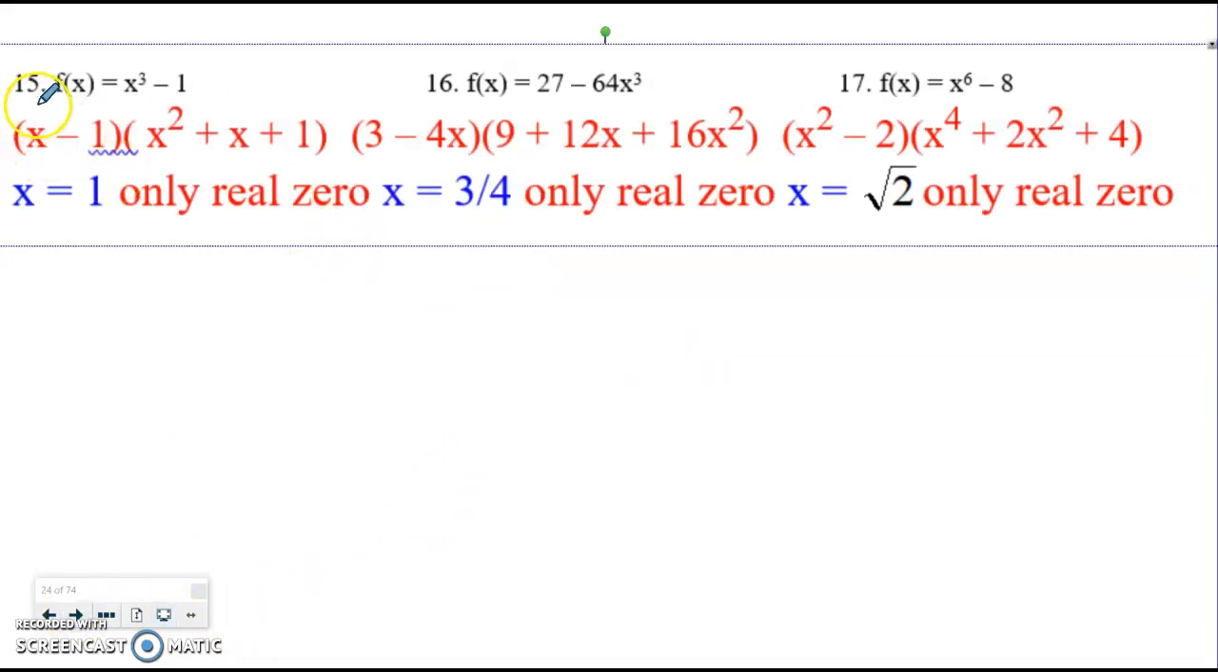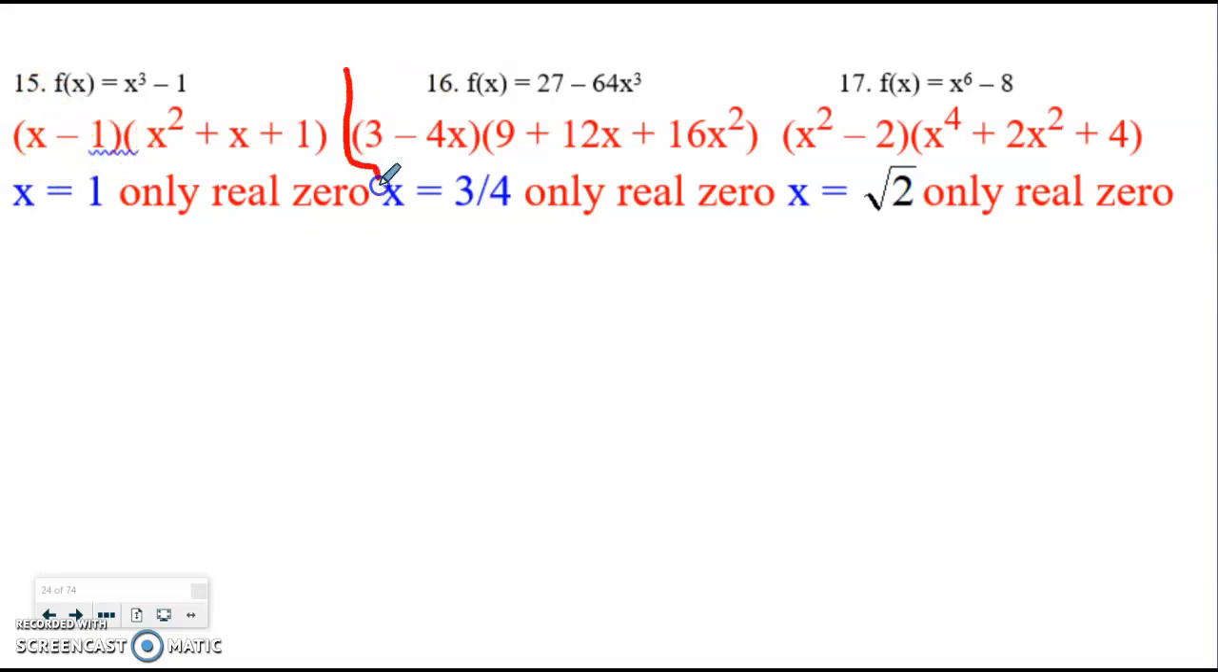The factored form for number 15 would have been x minus 1, and then times x squared plus x plus 1. If you look at number 16, the factored form would be 3 minus 4x, and then 9 plus 12x plus 16x squared. You do get a zero at 3/4 for that one. And then when I look at this next one, what squared gets me x to the 6th? It's x squared to the 3rd. And then what cubed gets me 8? It's 2 cubed. So that's how I end up with that form right there.